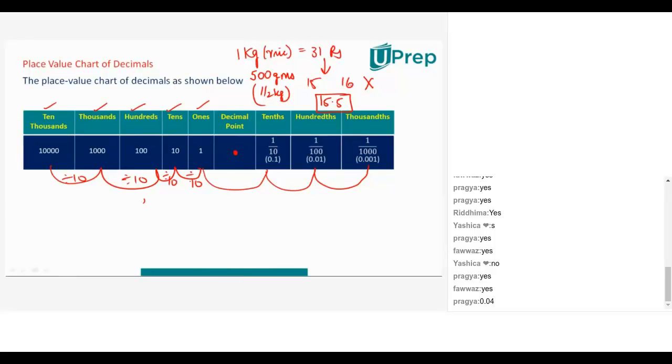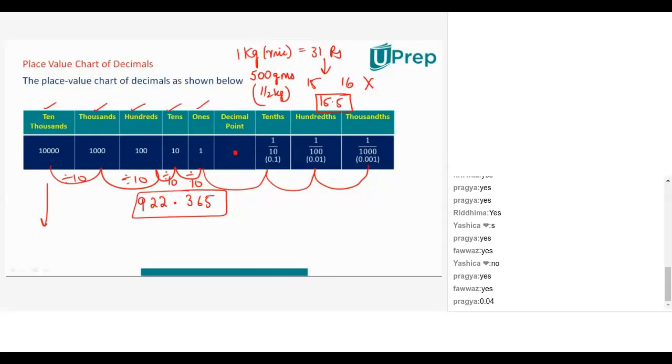922.365. I've written a number. Now what do I want to do with it? I want to put it in the place value chart of decimals. What is it that I'm supposed to do? Anyone? Can you tell me what's going to come here, here, here, and so on?